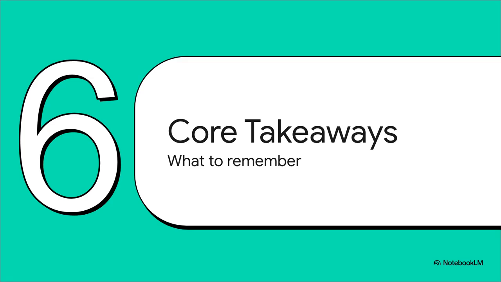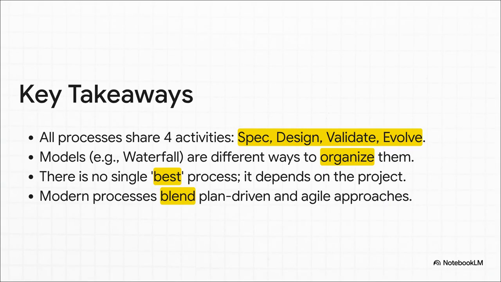Whew, okay, we have covered a ton of ground here, from the basic DNA of a process to some pretty specific models. So let's bring it all home and boil this down to the key things you should remember. So what are the big takeaways? Number one, every single process, I don't care which one, is just a mix of those 4 activities: specification, design, validation, and evolution. Number two, models like waterfall and incremental are just different recipes for mixing them together.